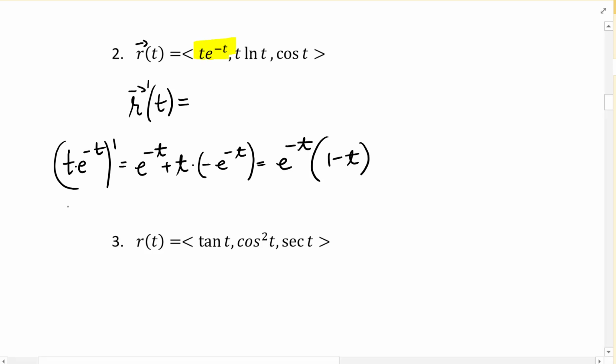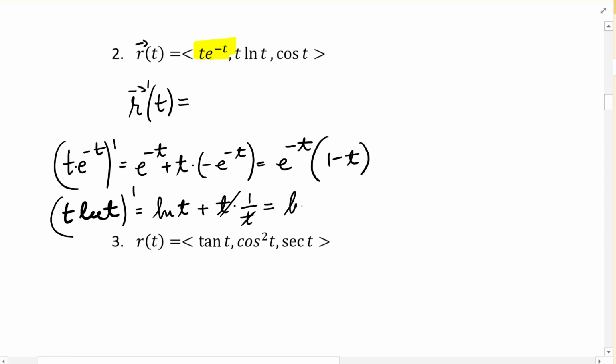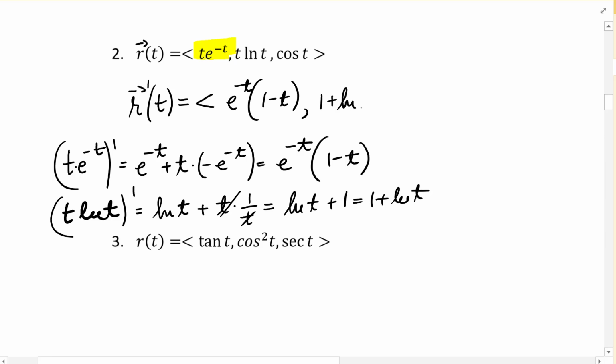Let's do t ln of t prime. Again, product rule, t prime 1 times ln of t plus t times ln of t prime, which is 1 over t. So we get ln of t plus 1, or 1 plus ln t. Be careful, it's not t plus 1. It's ln of t, and the result is plus 1. So the derivative of r is going to be e to negative t times 1 minus t. The second component is 1 plus ln t, and the third one is cosine prime of t, which is negative sine t.